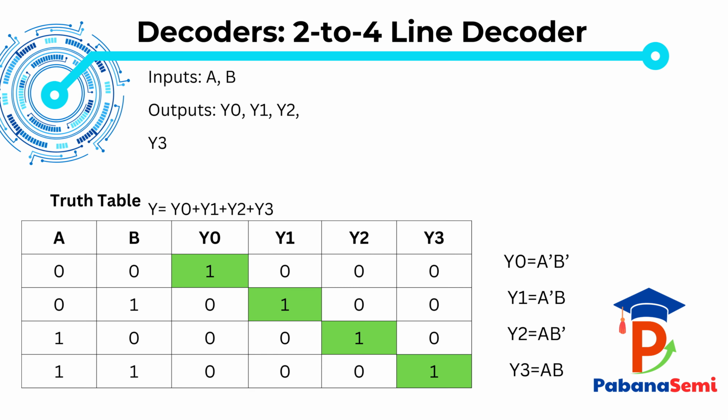Now the Boolean expressions for the outputs are Y0 equals A'B', Y1 equals A'B, Y2 equals AB', and Y3 equals AB. And one more important property. Since only one output is active at a time, Y0 plus Y1 plus Y2 plus Y3 equals 1 for all valid inputs. That's why a 2 to 4 decoder is commonly used for selection and address decoding, where we want to activate exactly one line based on the input.